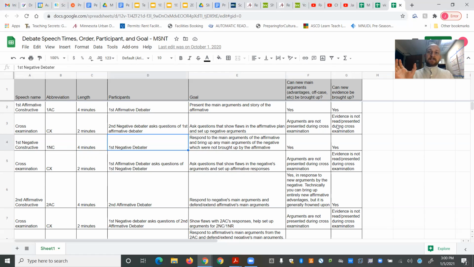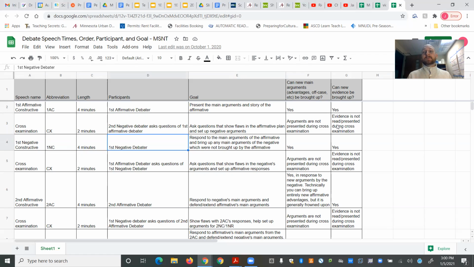So during that cross-examination period, where the 2N is asking questions of the affirmative, if you're the first negative speaker, you shouldn't really be asking questions or involved in the cross-examination. You should be getting ready for your first negative speech, right? Let your partner ask questions, let them do their job, and you get ready for your speech so that you can make sure it's as good as it can be.